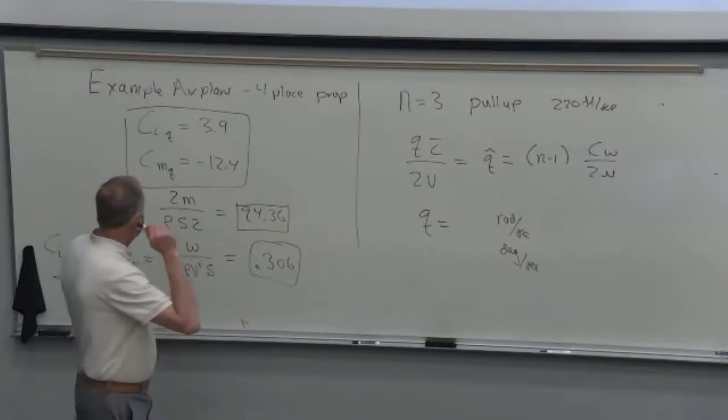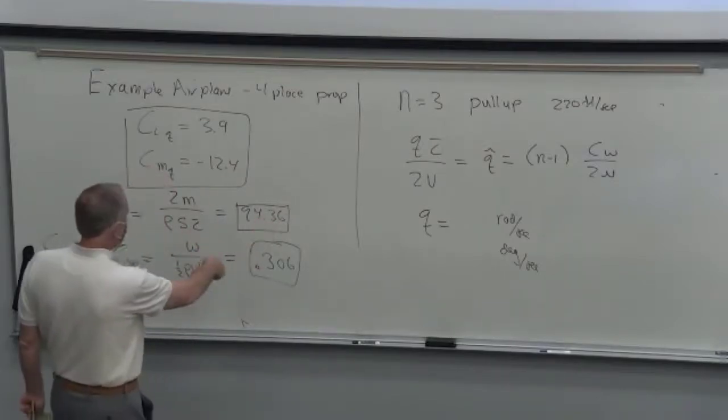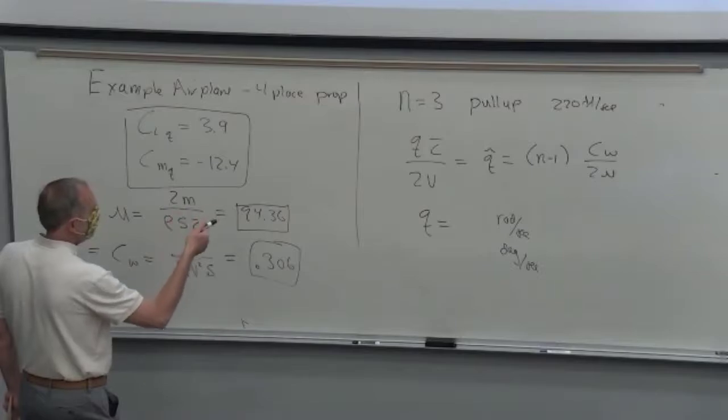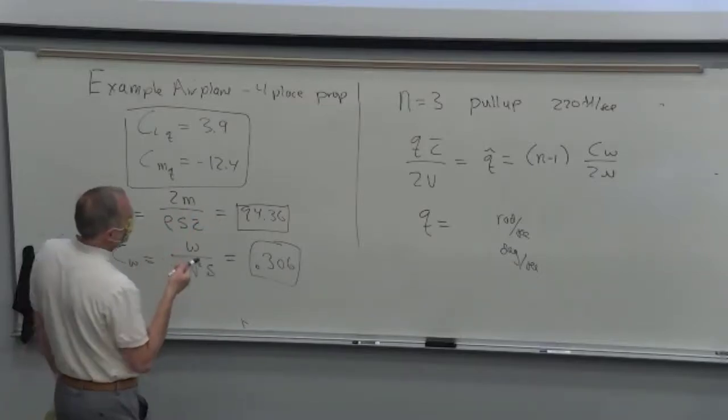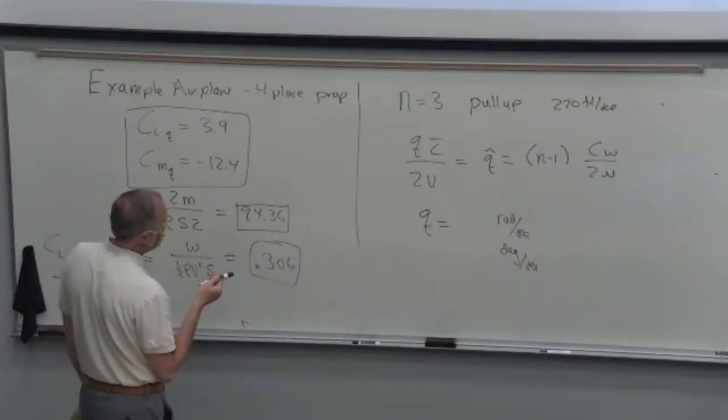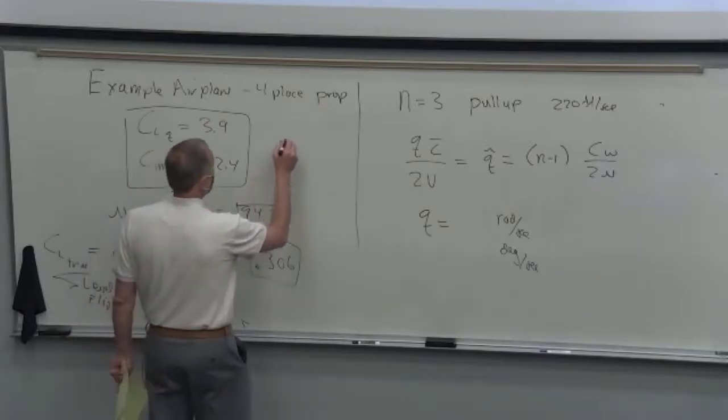So what do you need to do this? You need mu, which we did. You need CW. You need N. C bar, you guys have that as 4.9, right? And the velocity is 220.